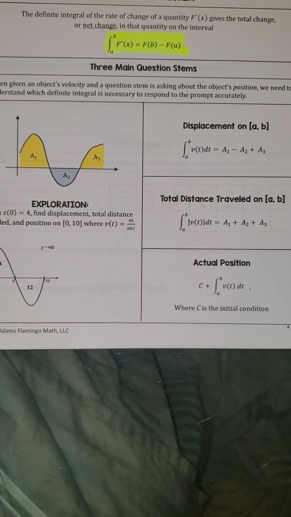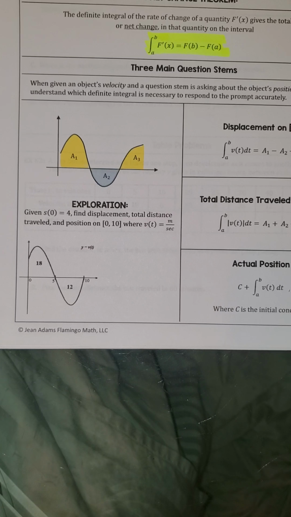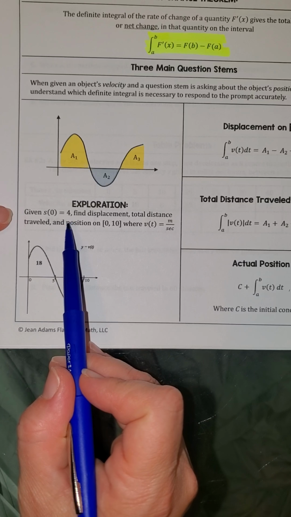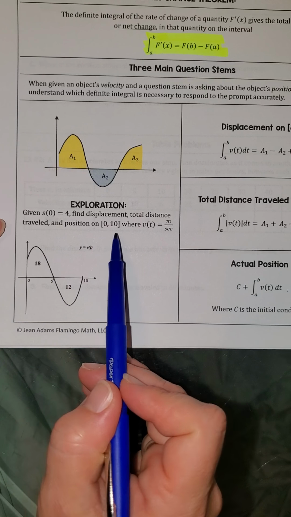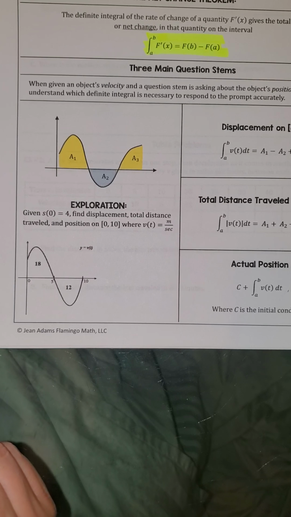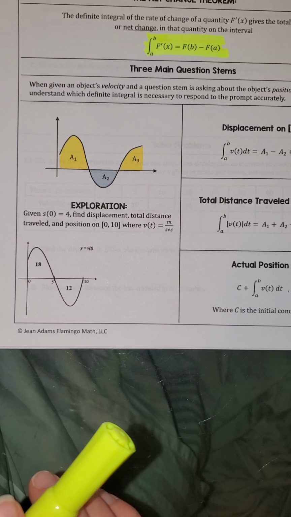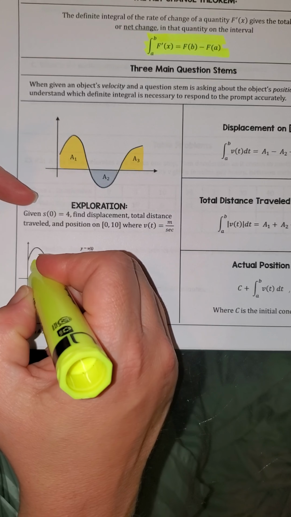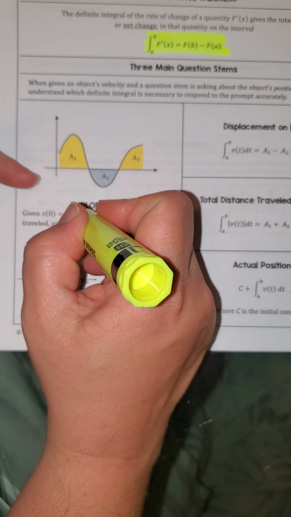And like I said, all these things we've kind of touched on. This shouldn't be totally new, but you are going to have some word problems. Okay, so if you're given that S of 0 equals 4, so your initial condition is 4, find the displacement, total distance traveled, and position on 0 to 10. So we're given this graph, and we know that this area up here is 18, and this area down here is 12. We know it goes from 0 to 10, and we know our initial position is 4.